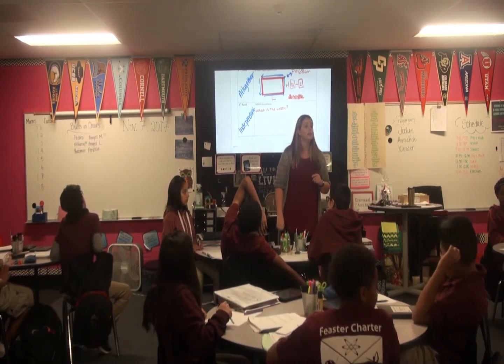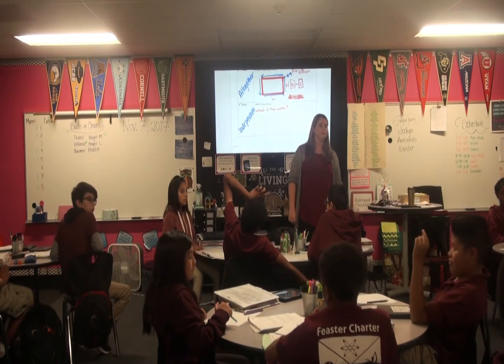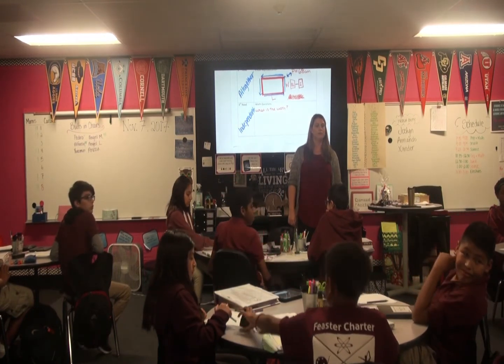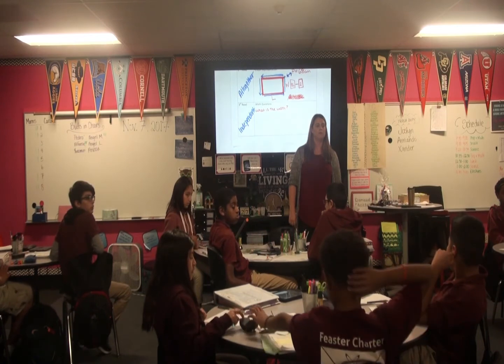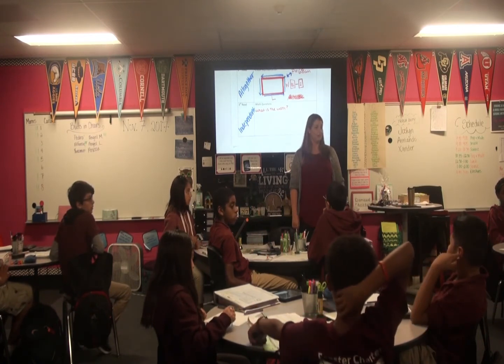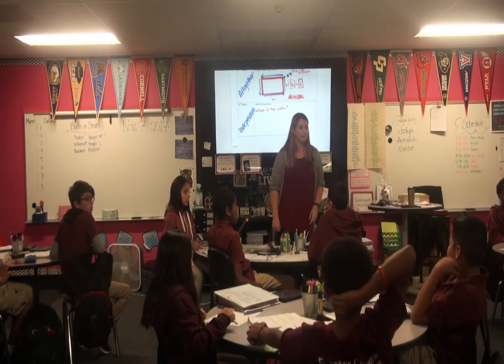Okay. Leo? If the length of a rectangle is 8 and the perimeter is 68 centimeters, what would be the total width? Very nice job. Very good. Just your clap, please.